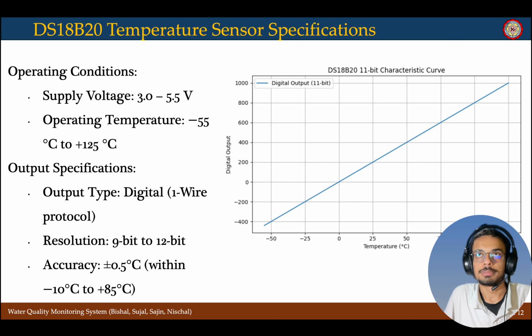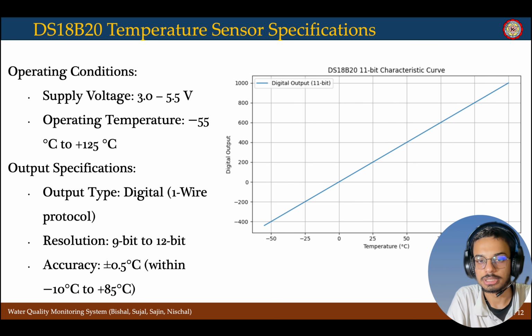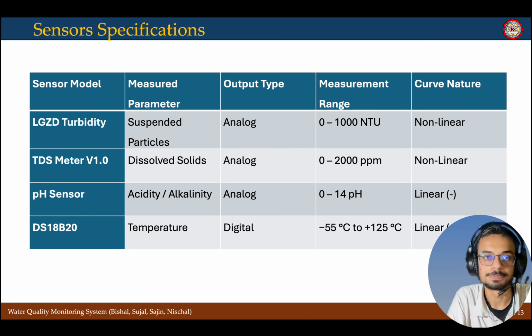For 11-bit resolution, the formula is 1 by 2 to the power n, minus 1. Calculating it for 11 bit, there is a 0.125 degrees Celsius resolution, and the accuracy is plus or minus 0.5 degrees Celsius within minus 10 degrees Celsius to plus 85 degrees Celsius. And we can see for the digital output, there is a temperature variation. This is the characteristic curve.